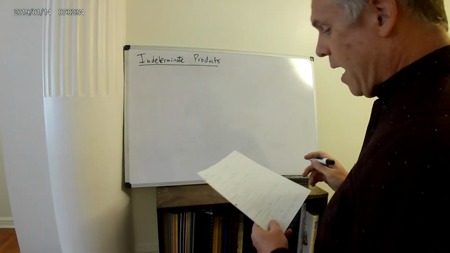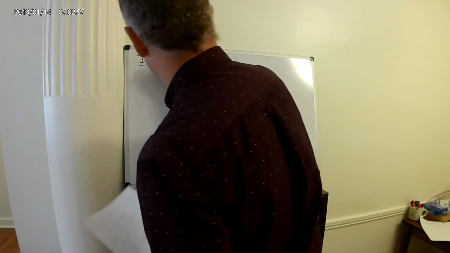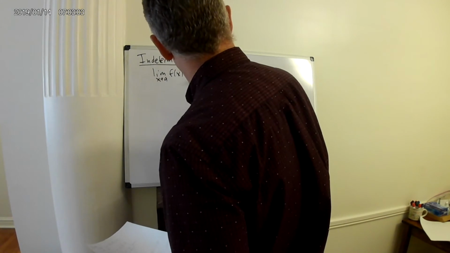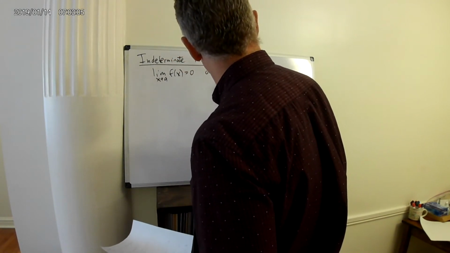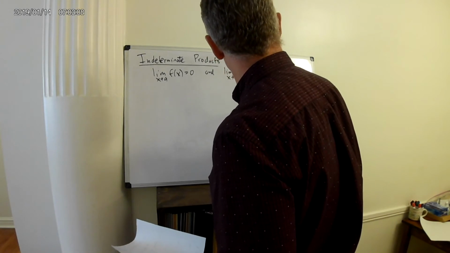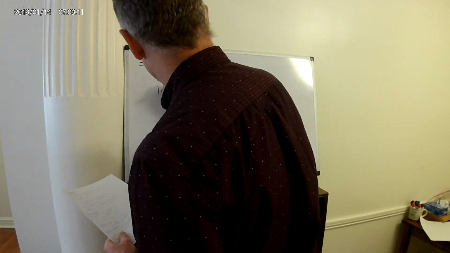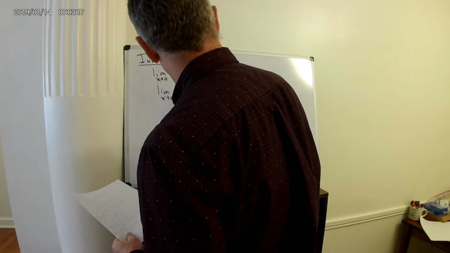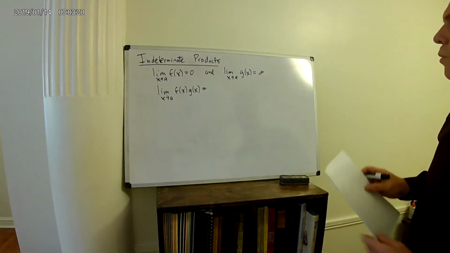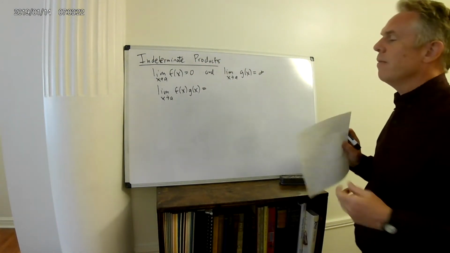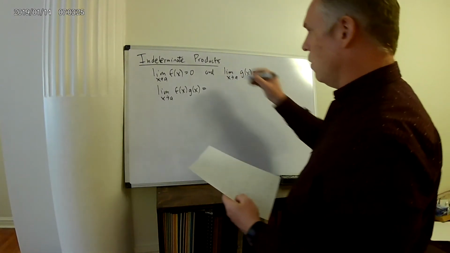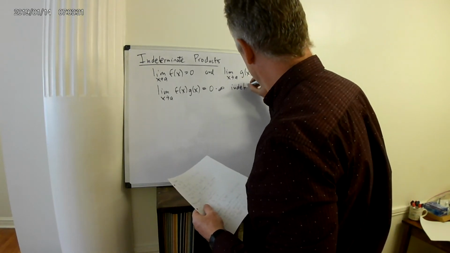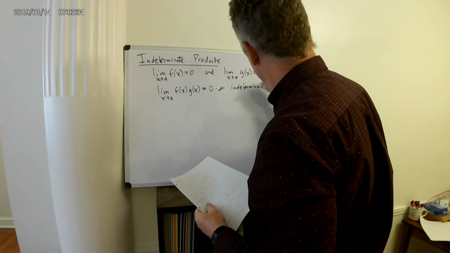Let's suppose we have a case where the limit as x approaches a of f of x equals 0, and the limit as x approaches a of g of x equals infinity, and we're concerned with the limit of the product of those two functions. One of these functions goes to 0, one goes to infinity. What's the limit of the product? If we plug in our limits, we get 0 times infinity. This is an indeterminate limit.